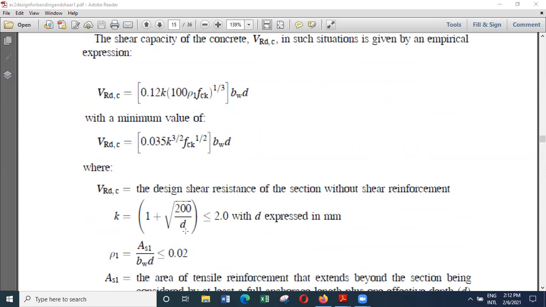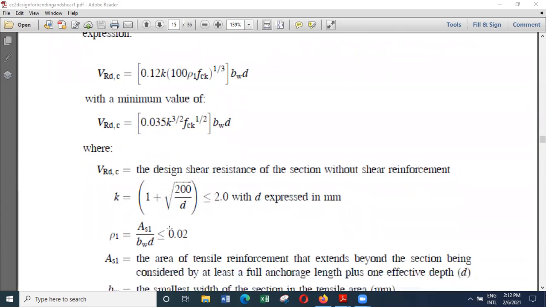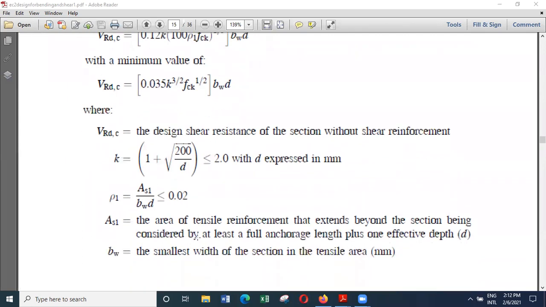And here the K factor looks after the effect of depth. And it has a maximum value of 2. That means if d is 200 millimeters, then K is 2. If the depth is more than 200 millimeters, K will be less than 2. But it will always be greater than 1 as well. And rho gives the amount of steel available, because steel also can resist shear to a certain extent. And this is the area of longitudinal reinforcement. And bw is the width of the section, because in shear, we use only the rib. We don't use flanges, because shear is most critical in the middle. And in flange sections, the middle part is generally only the rib. So we use only the rib or the width of the web.